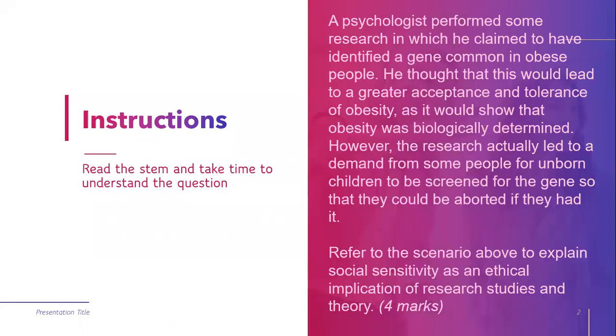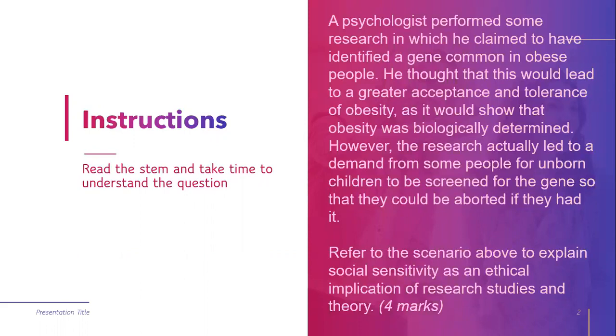So our instructions, we're going to read the STEM and take time just to understand the question. Let's read the STEM. A psychologist performed some research in which he claimed to have identified a gene common in obese people. He thought that this would lead to greater acceptance and tolerance of obesity, as it would show that obesity was biologically determined. However, the research actually led to the demand from some people for unborn children to be screened for the gene so that they could be aborted if they had it. Refer to the scenario above to explain social sensitivity as an ethical implication of research studies and theory.